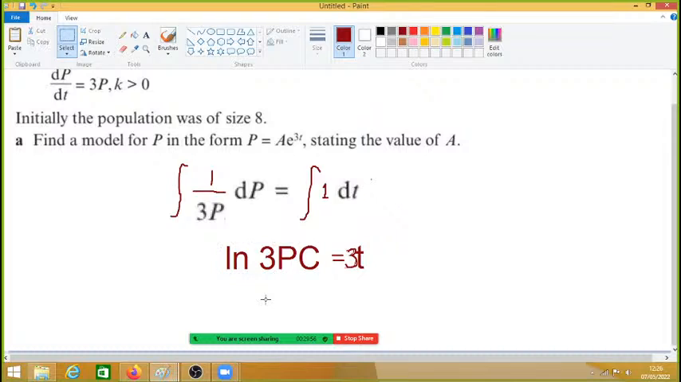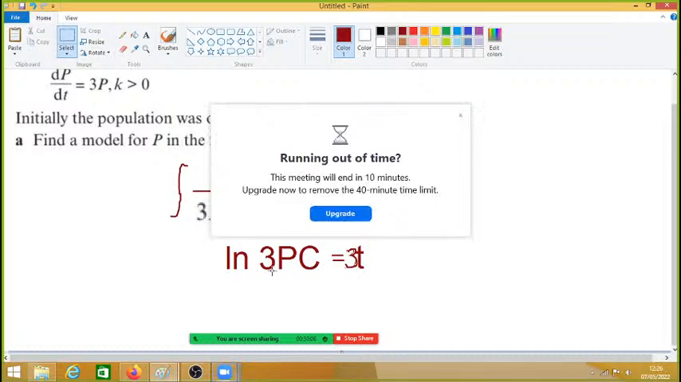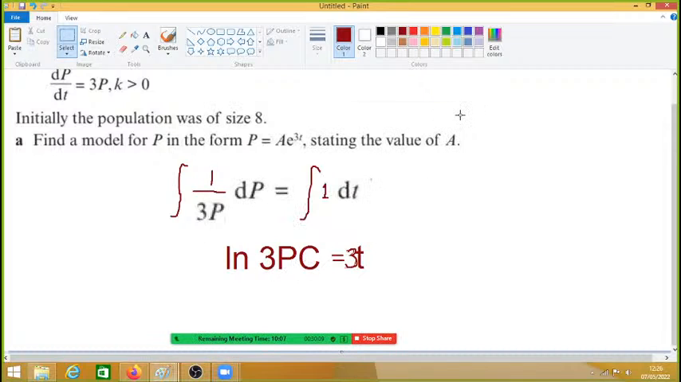Okay, good. Now, remember, you're trying to get something to look like this. So we don't have any natural log in here. We have an e, but we don't have any natural log. So we really want to get rid of the natural log. Any ideas how we can do that?